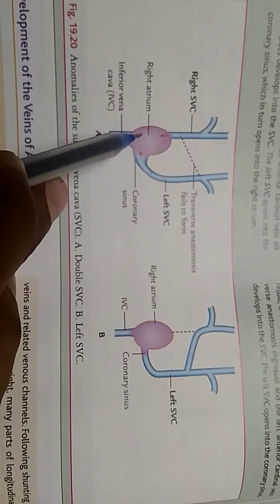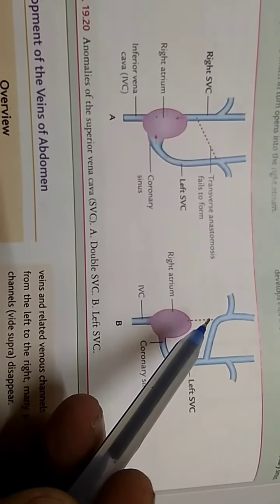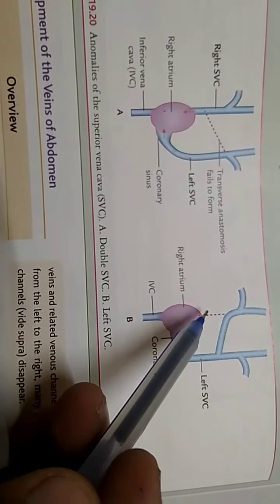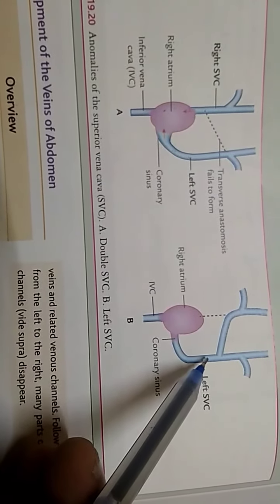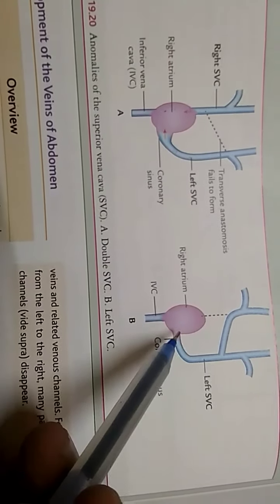into the right atrium. In case of left superior vena cava, the caudal part of the right anterior cardinal vein and the right common cardinal vein regress, whereas the corresponding part on the left side persists and forms the left superior vena cava, which will open into the coronary sinus.